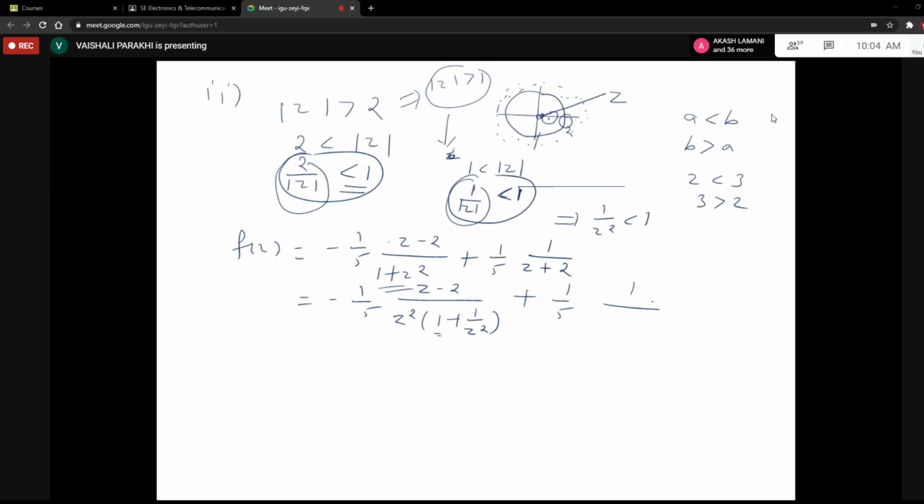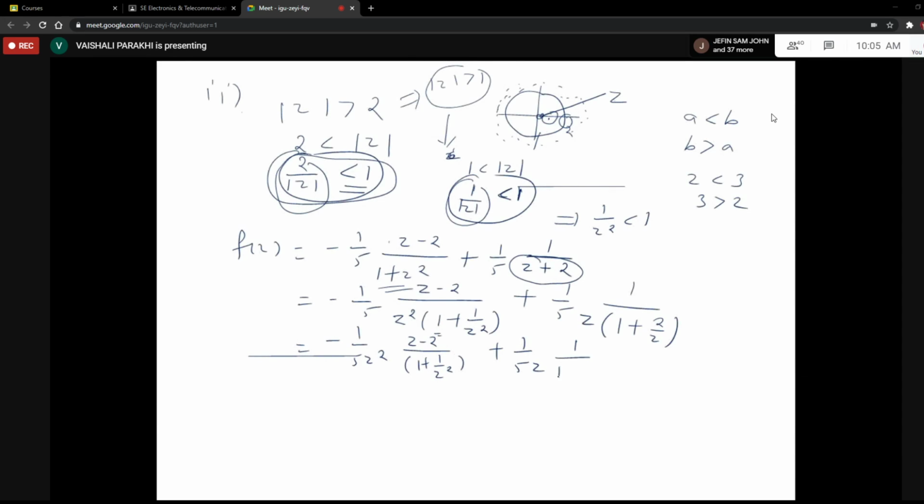Because you want 2 by z. See students, whatever is the condition, you just concentrate on this condition. 2 by z you want. So you have to multiply and divide this by z. So it will be z into bracket, z by z is 1 and this will give you 2 by z. And then as usual, this is minus 1 by 5. Then this z square. Then this numerator I am not changing, z minus 2. And this 1 plus 1 upon z square, plus 1 by 5 times z, 1 upon 1 plus 2 by z.